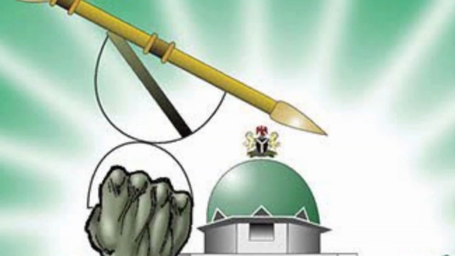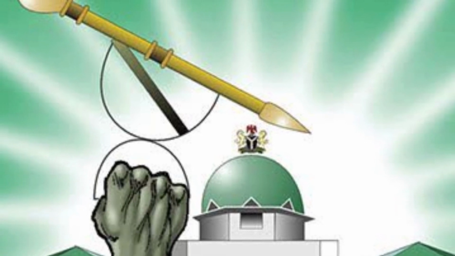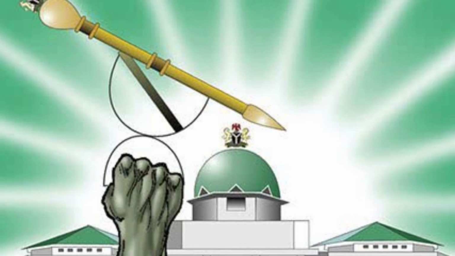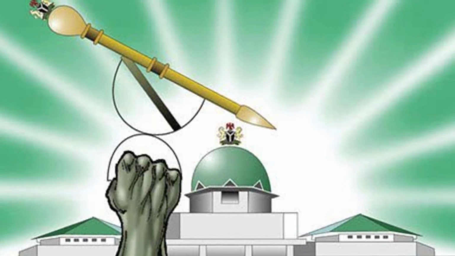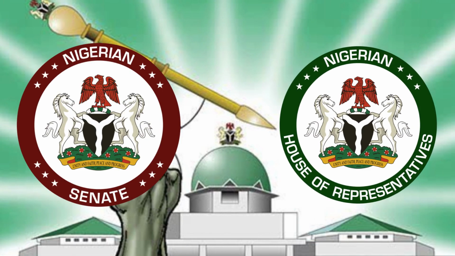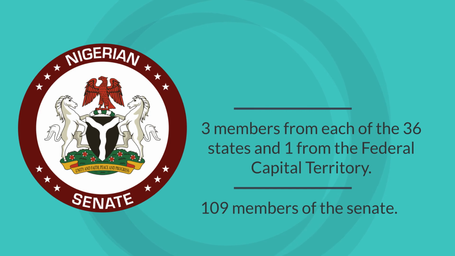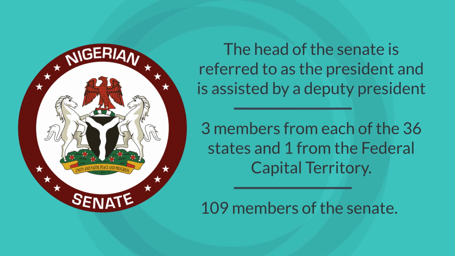And first off, we look at the federal legislative, which is referred to as the National Assembly. So, the National Assembly is composed of 2 arms, the Senate and the State House of Representatives. The Senate is composed of 3 members from each of the 36 states and 1 from the Federal Capital Territory. So altogether, there are 109 members of the Senate. The head of the Senate is referred to as the President and is assisted by a Deputy President, both of which are elected by and from the members of the Senate.